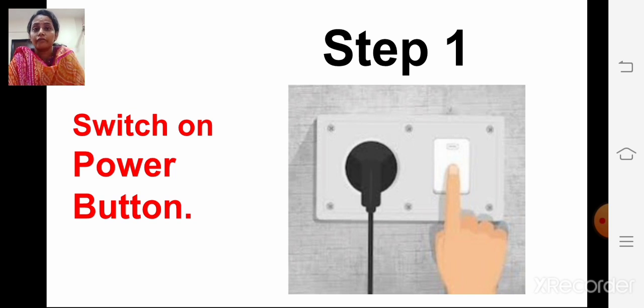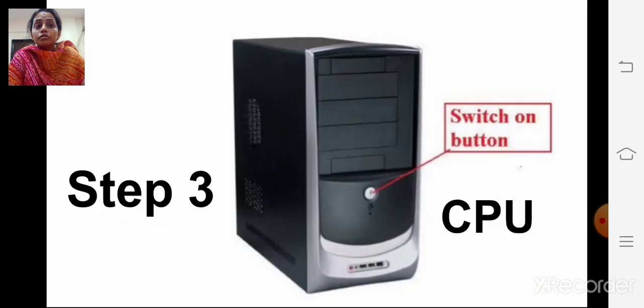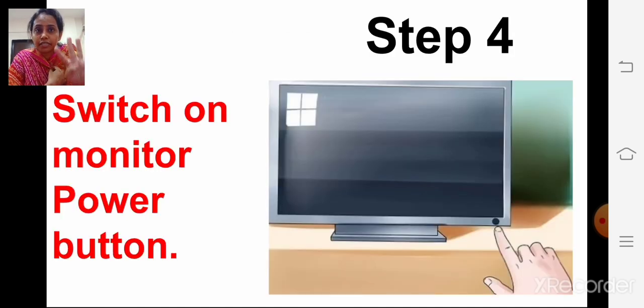Now see, first step, switch on the power button, right children? Now what is the next step, do you remember? Next step is to switch on the UPS button, okay. Third step, switch on the CPU button. Next, fourth step is switch on the monitor. You can see in the picture.